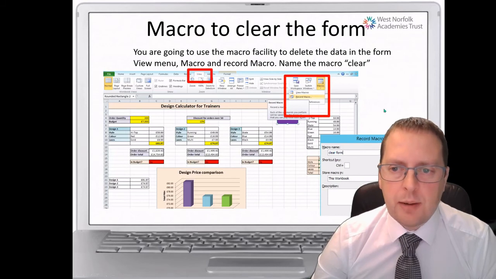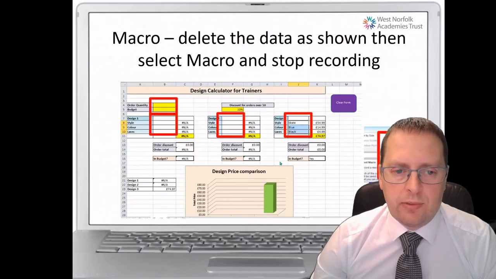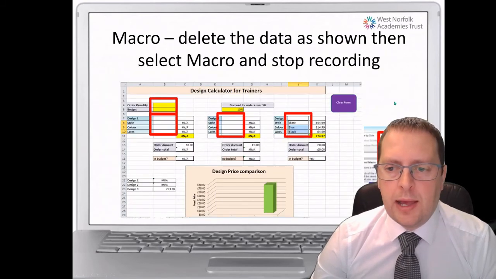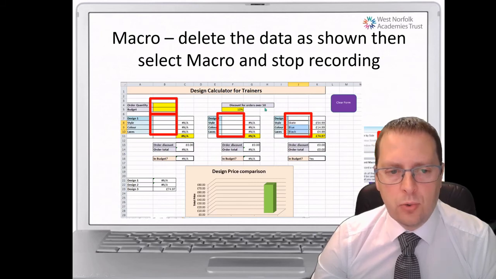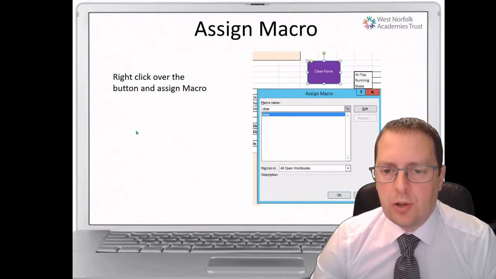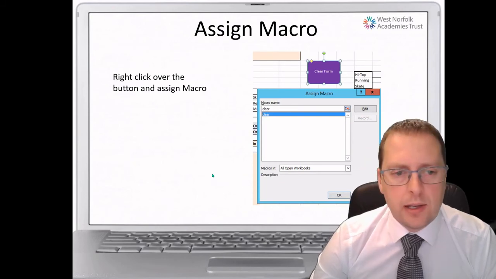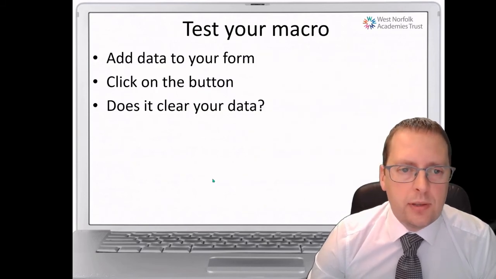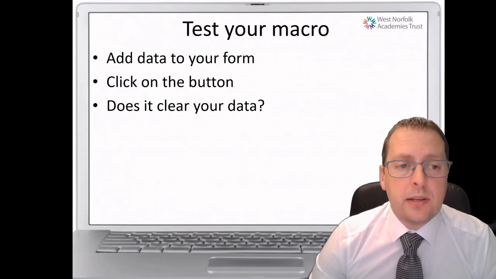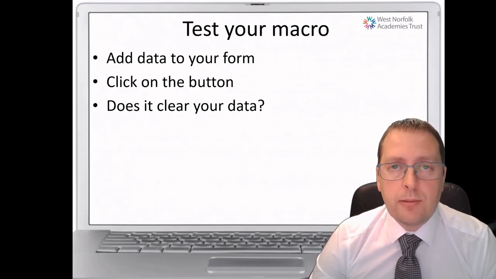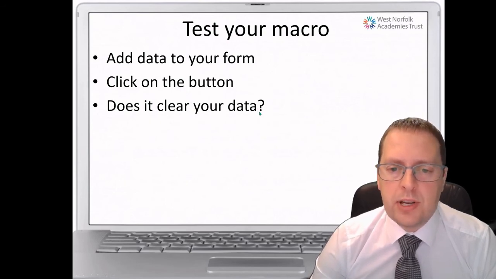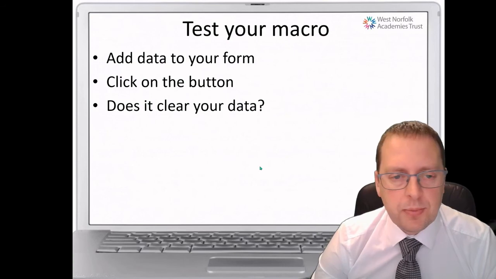So we've created that macro, we've recorded the macro, and we've then assigned it to the button. So we right click on the button, choose the macro that we're assigning, and click OK. So you will need to test some data. You will need to click your button and just hope that your data is removed. Does it clear the data? That's what you're looking to do. You're testing your spreadsheet out now to see if it works.